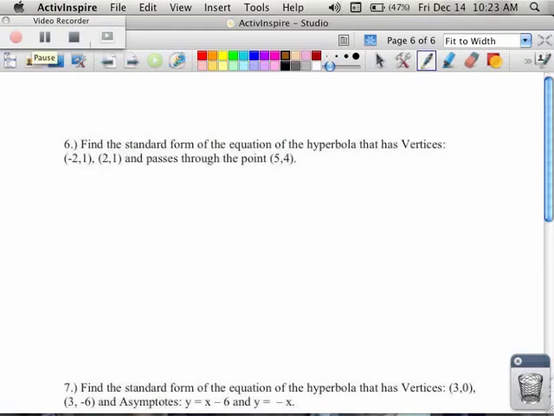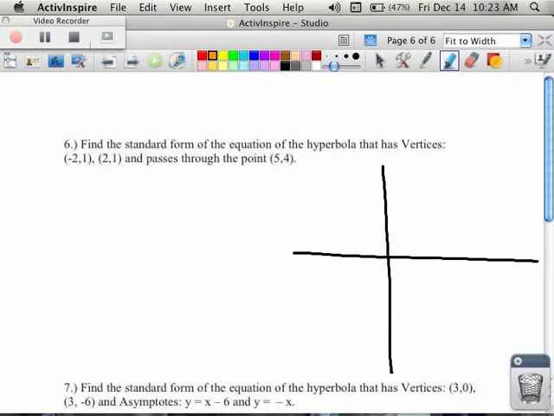In number 6, I draw my graph again because it helps me visualize what's going on. They tell me my vertices, which I love when they do that. So my vertices are at negative 2, 1, and 2, 1. The thing I love about that is it tells me where my center is.